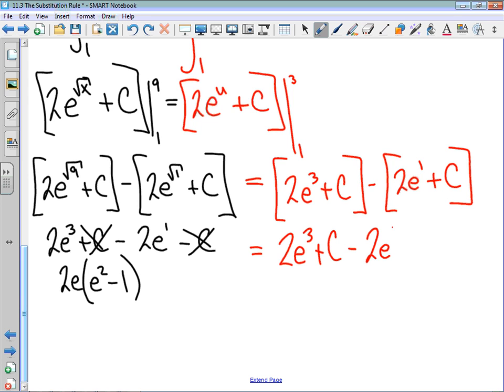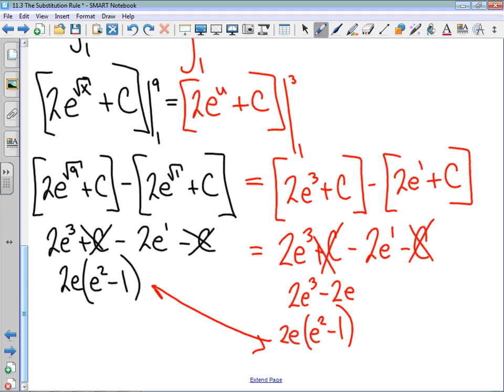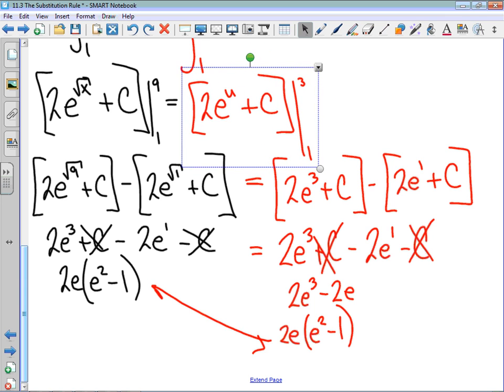The constants cancel. If I have 2e cubed minus 2e, I can factor a 2e out, and I'm left with e squared minus 1. Both of these gave me the same answer. And it is totally up to you which technique, the red or the black, that you want to use, because they give you the exact same answer. Again, personally, I prefer the one in black, but definitely with very, very complex substitutions, this red technique can be pretty beneficial. All right, definitely a bit of a harder assignment.